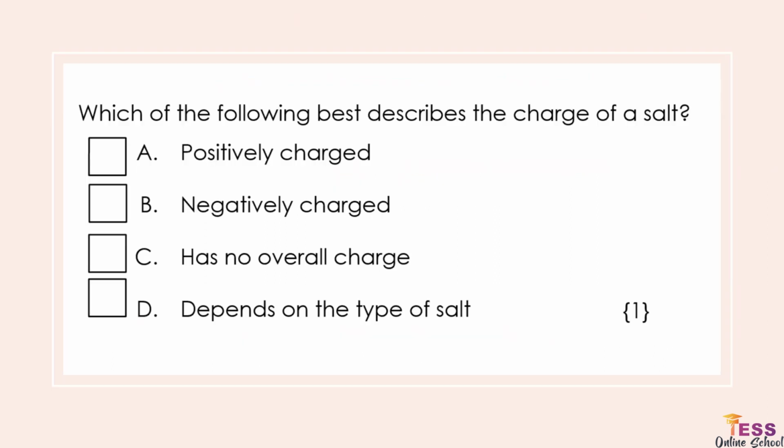Let's put our knowledge to the test by answering the following questions. The first question is this multiple choice question. Have a go at this independently and return back to the video once you are done to check your answers and add any corrections. Which of the following best describes the charge of a salt? A. Positively charged. B. Negatively charged. C. Has no overall charge. Or D. Depends on the type of salt. The correct answer is C. Once a salt has formed, there is no overall charge.